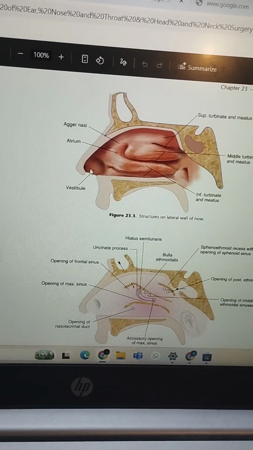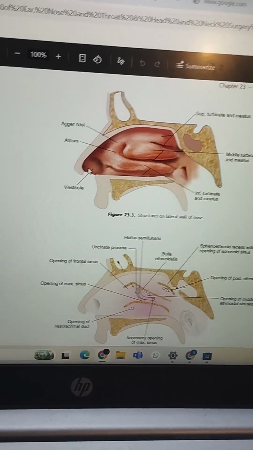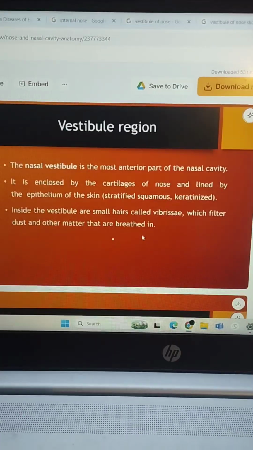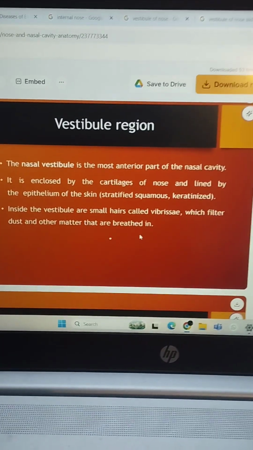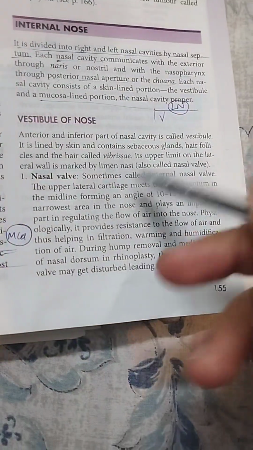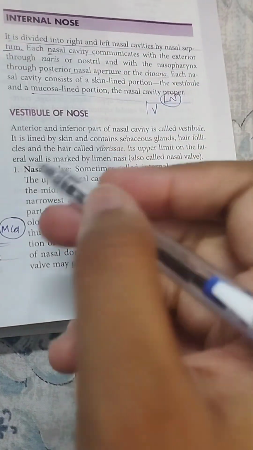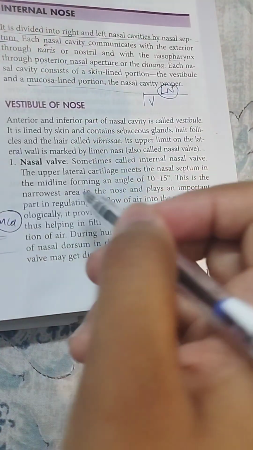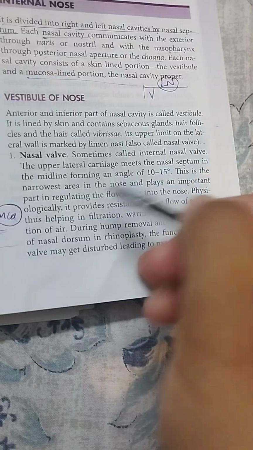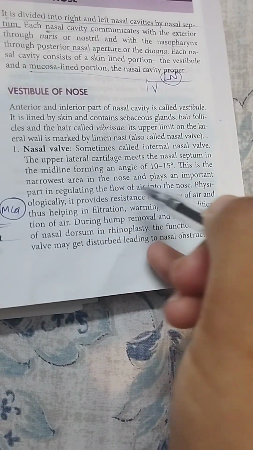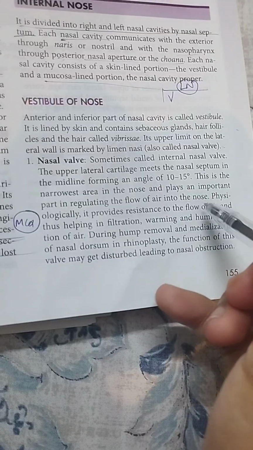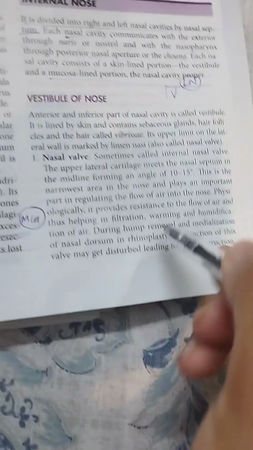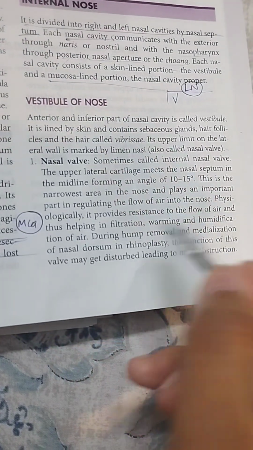Its upper limit on the lateral wall is marked by the limen nasi, which is also called the nasal valve. The vestibule is lined by stratified squamous keratinized epithelium. The nasal valve is sometimes called the internal nasal valve. The upper lateral cartilage meets the nasal septum in the midline, forming an angle of 10 to 15 degrees. This is the narrowest area in the nose and plays an important part in regulating the flow of air into the nose. Physiologically, it provides resistance to the flow of air, and it helps in filtration, warming, and humidification of air.